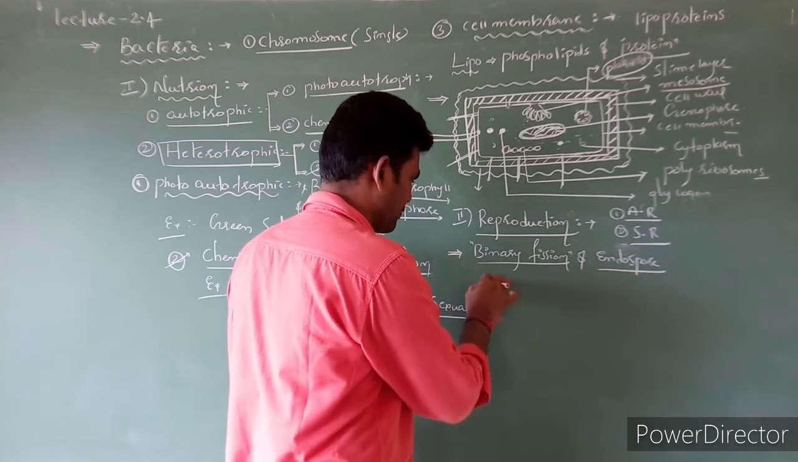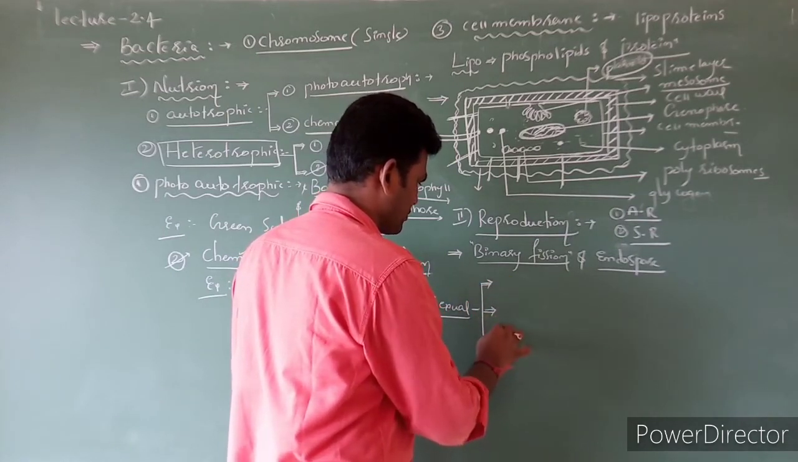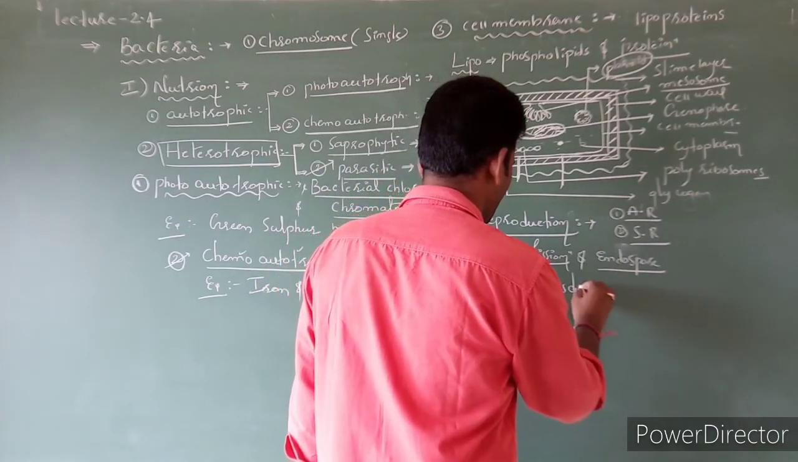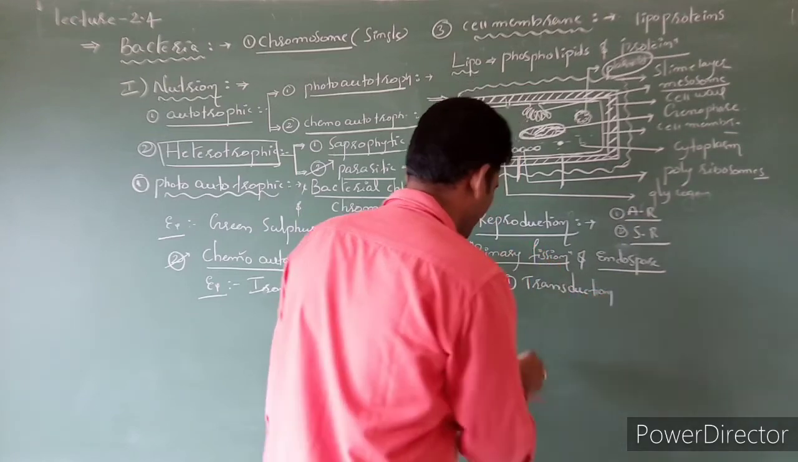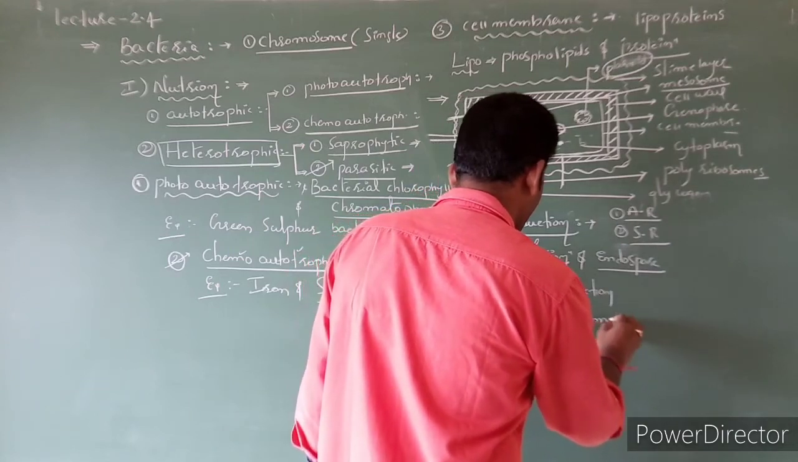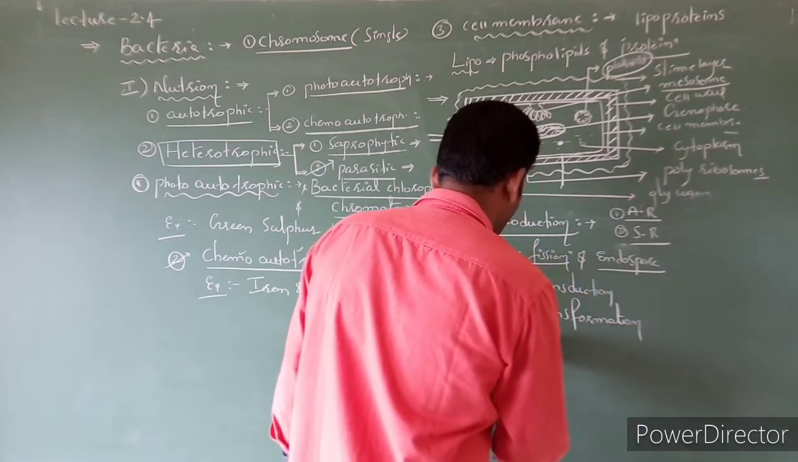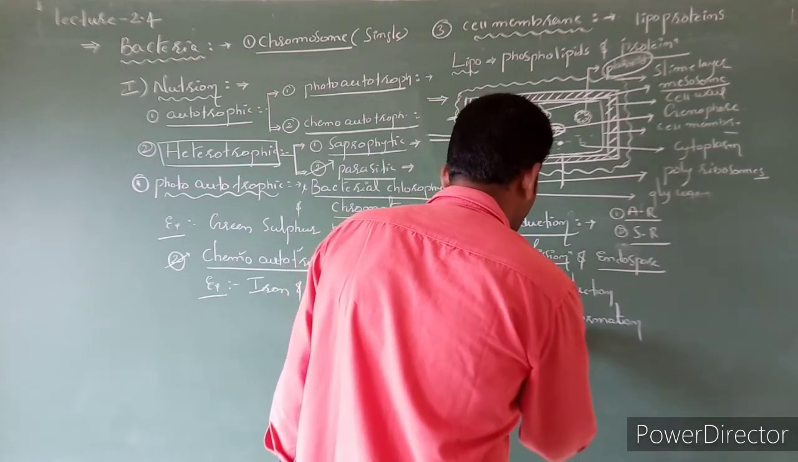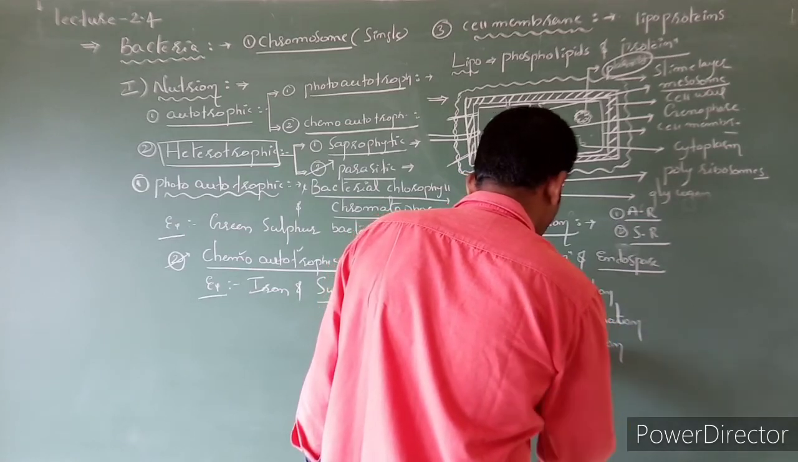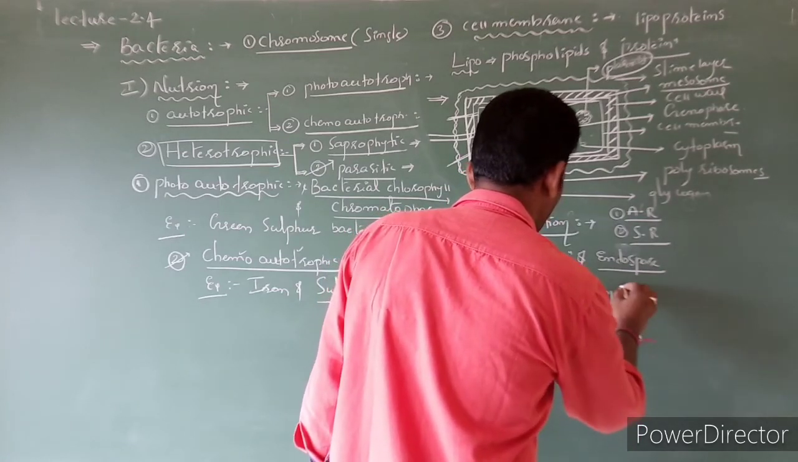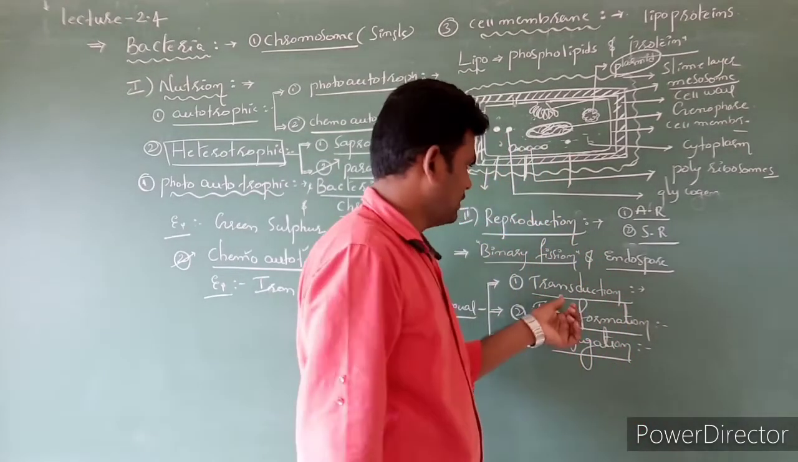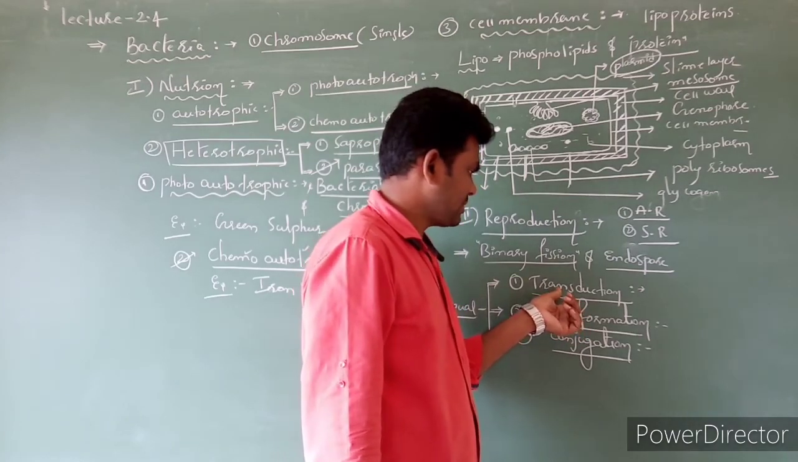Sexual reproduction, we can divide it into 3 types. The first one is transduction, next transformation, next conjugation. First one, transduction. First one is transduction.